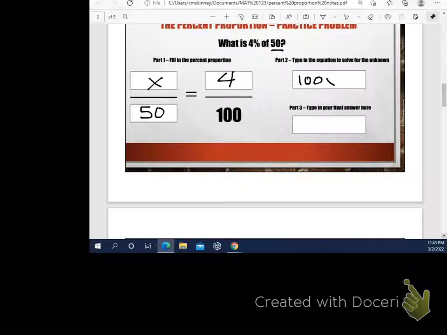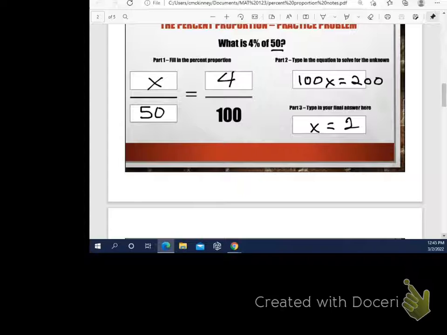So then 100x is equal to 200. X then is equal to 2. And hopefully, just thinking about that, if 4% is 4 out of 100, 50 is half as much as 100, correct? 50 is 1/2 of 100, so 4% of 50 should be half of 4, which is 2. There could be many ways you might figure that out with mental math.